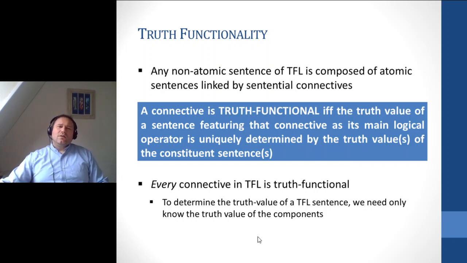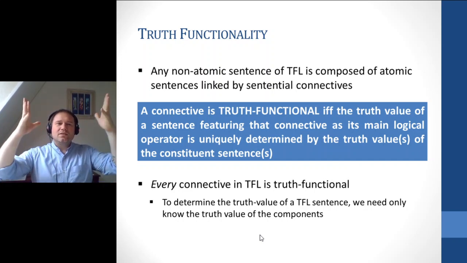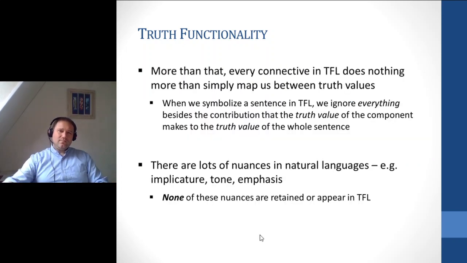Okay. So what's nice in TFL is that all 5 of our connectives are truth functional. So to determine the truth value of a TFL sentence, no matter how complex it is, all we have to do is know or fix the truth values of the components. More specifically, we can fix the truth value of the atoms, and then that's going to bubble up and give us the truth value of all complex sentences. Because remember, we have highly restrictive rules for sentence construction. So that's kind of nice.